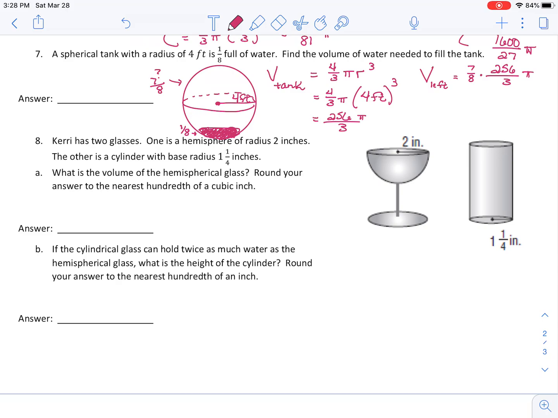And the whole thing was that fraction. So I'm just going to take that number that I found earlier, times 7/8. Yet again, no rounding directions. 224 pi over 3. Or you can go ahead and get the approximate answer if it asked. And let's say this was to the nearest tenth. You would get 234.6-ish cubic feet.